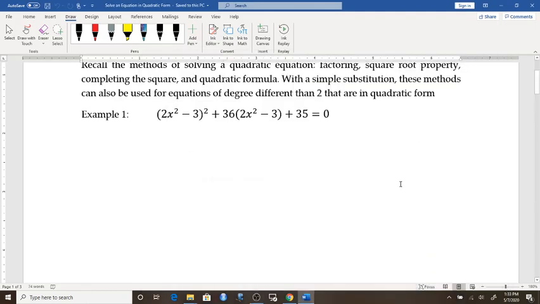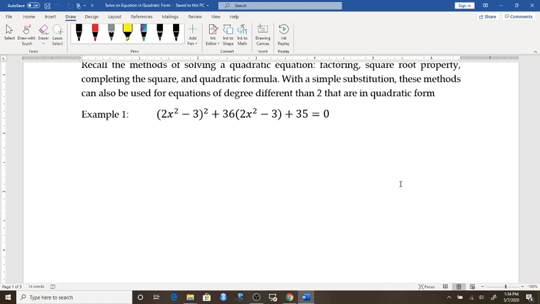Hello guys, in this video we are going to learn how to solve equations in quadratic form. We already know how to solve quadratic equations, and in fact we can always use the quadratic formula, which always works. We can always use completing the square, and many times we can use factoring. If it works, it represents the faster strategy, but keep in mind that factoring many times is not going to work.